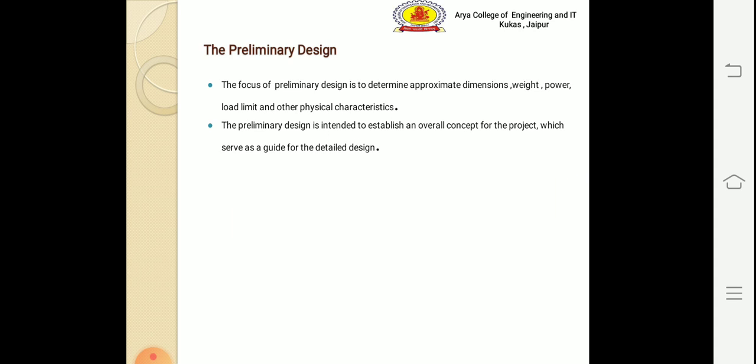The preliminary design. The focus of preliminary design is to determine approximate dimensions, weight, power, load limit and other physical characteristics. The preliminary design is intended to establish an overall concept for the project, which serves as a guide for the detailed design.